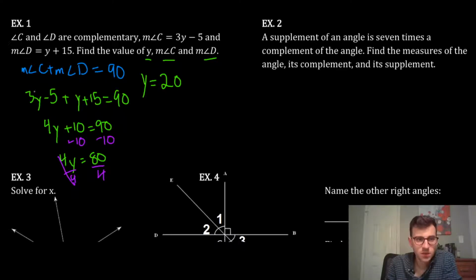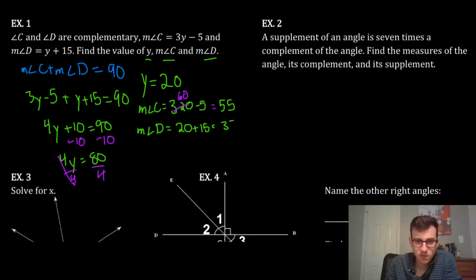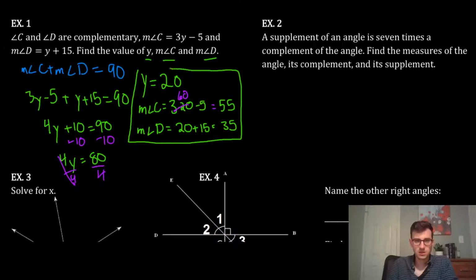If y is 20, 3y minus 5, that's the measure of angle C. 3 times 20 minus 5, 60 minus 5, or 55. And D is 20 plus 15, which is 35. Now, if we did this right, 55 plus 35 should equal 90. And 55 plus 5 is 60 plus 30 is 90. So that feels really good. That's our answer.